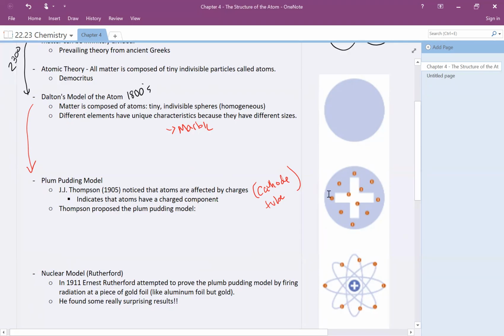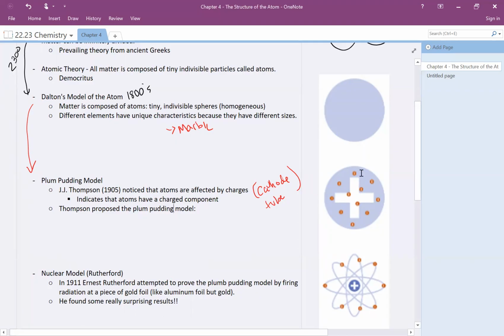And you can see in this picture, imagine plum pudding. This is, I guess, an English dessert that apparently looks like a pudding with raisins in it. And I think that's great. But to me, this looks like a chocolate chip cookie. So I'm okay if we want to call this a cookie model of the atom.